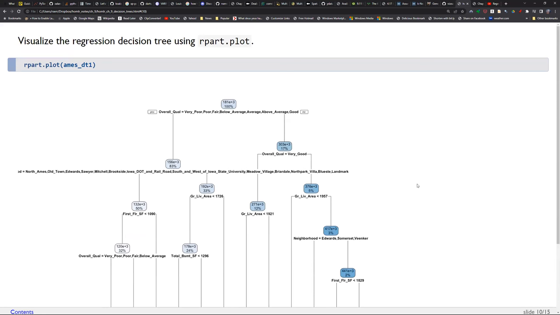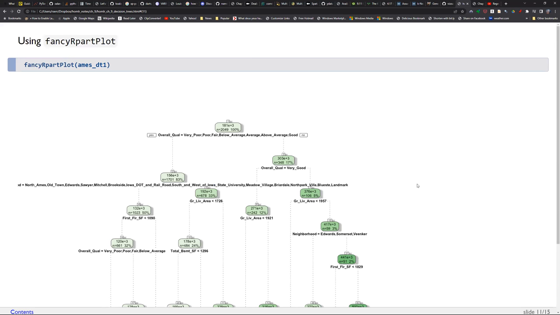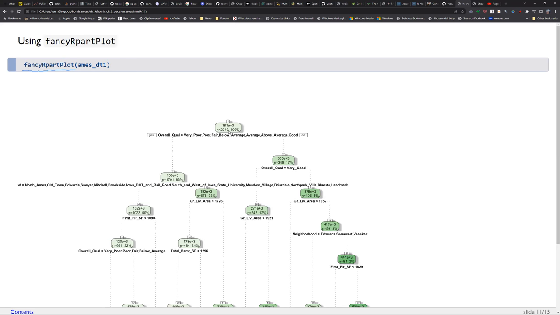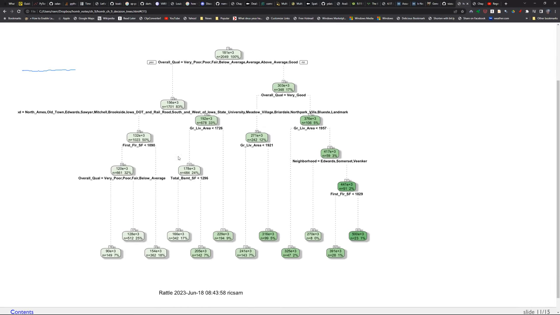There's another package, which I like better in the visualization than the one that I showed you, which is fancy rpart plot. The good thing about this one is that it gives you the number of observations that you're splitting. So from the whole universe of 2049 observations, that is the training set, in the first split you have 348 to the left side, the no side, and 1071 observations from the yes side. So it gives you more or less the split.